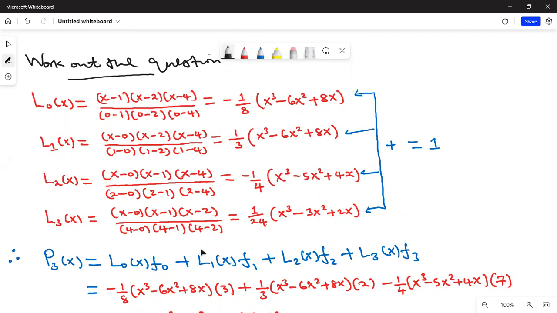So that's all about the univariate Lagrange interpolating polynomial. Remember, it's univariate because it is a function of just one variable x.